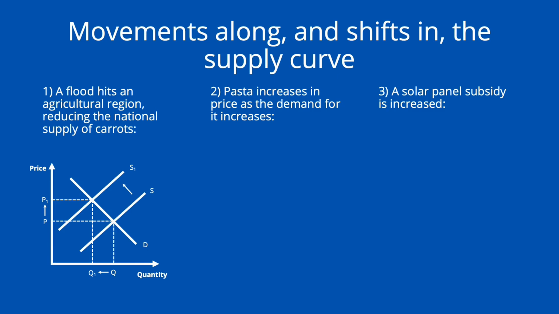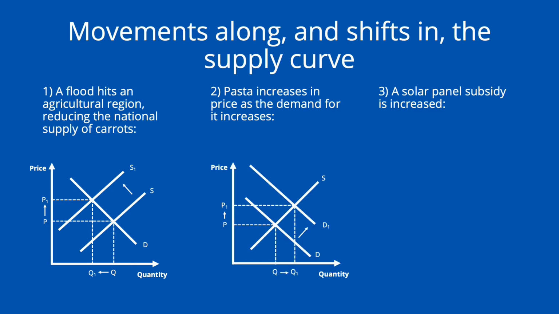To start off, floods hitting an agricultural region are clear examples of how the weather can impact supply, and given that this is a non-price factor, we're going to see an inward shift in the supply curve. Secondly, consumers buying more pasta isn't going to shift the supply curve through any of the non-price factors, but we are told that there is an increase in the demand for pasta which pushes pasta prices up.